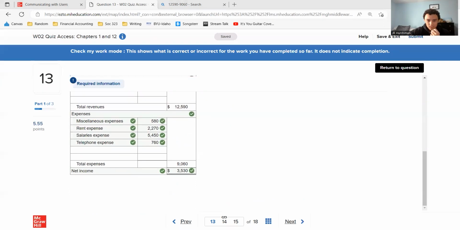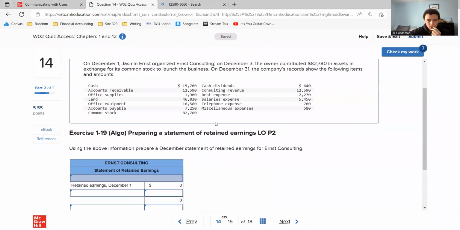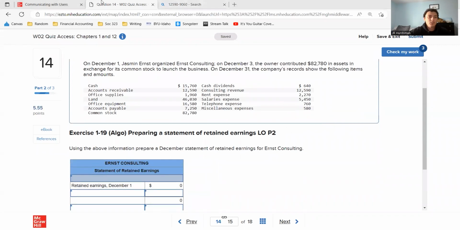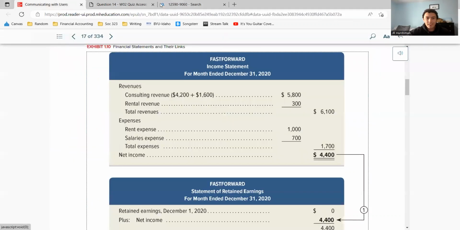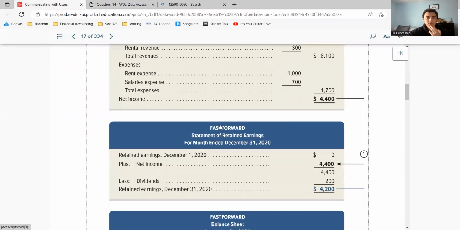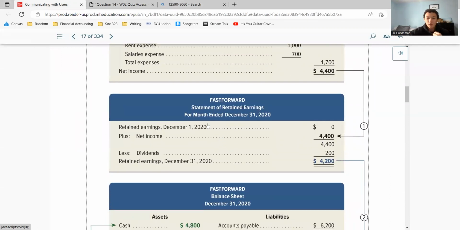So problem 14. Pretty similar. I did the same thing when I first saw it. I was like, I have no idea what I'm gonna do. And so I just went straight to the book and I was like, all right, so I'm looking for what? Statement of retained earnings. And so I was like, boom, boom, right there. Statement of retained earnings. And so basically, first thing we want to know, what's the time period for this? Is it just a date or is it for a period of time? And so for this one, it's a period of time.